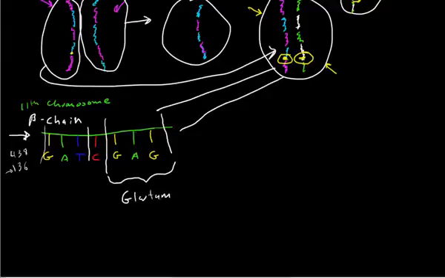Now what happens with sickle cell disease is that the adenine nucleotide is replaced by a thymine nucleotide. And what this does is the GTG changes the glutamate amino acid to a valine amino acid. And so this is a small but significant change in the makeup of the beta chain of hemoglobin.